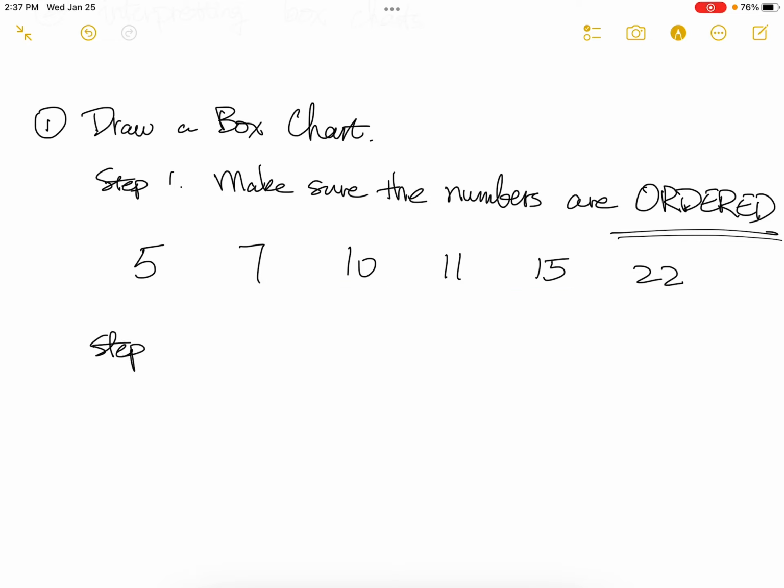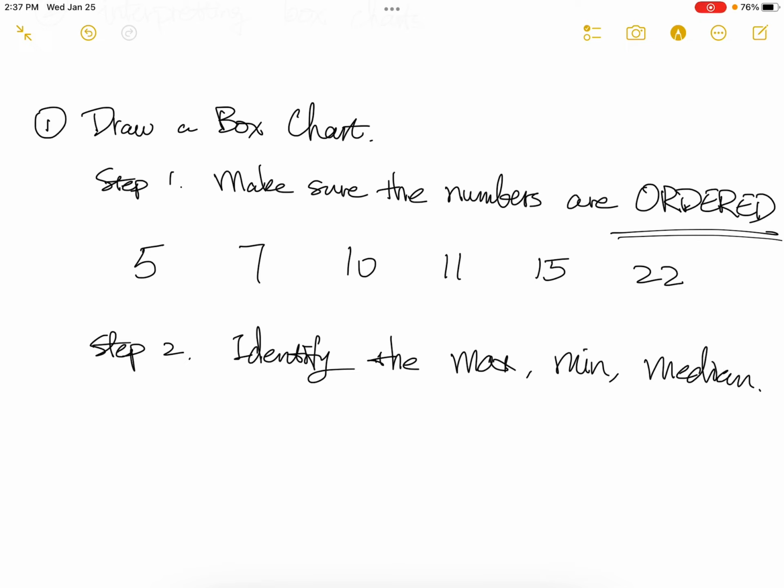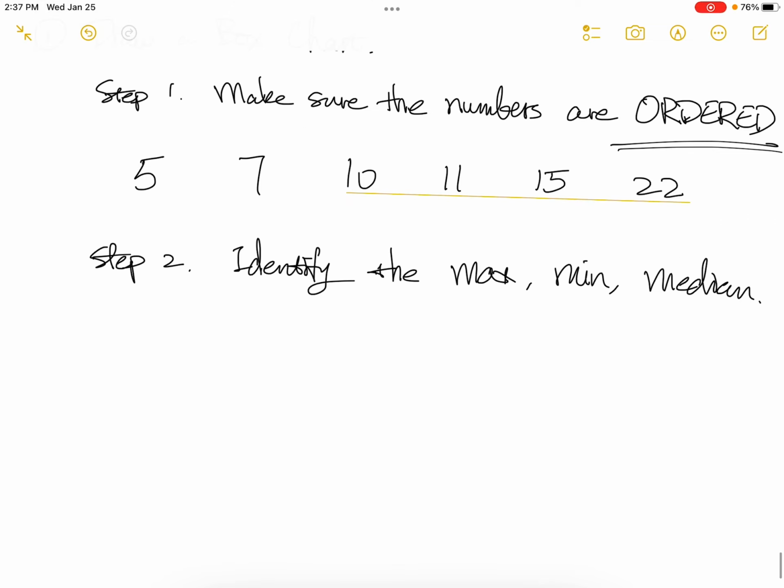Now step two, identify the max, min, and median. And remember, we do these first because these are the easiest to do, right? So let me write down the numbers again. 5, 7, 10, 11, 15, 22. So max, that's straightforward. Max, right? Min, that's min.